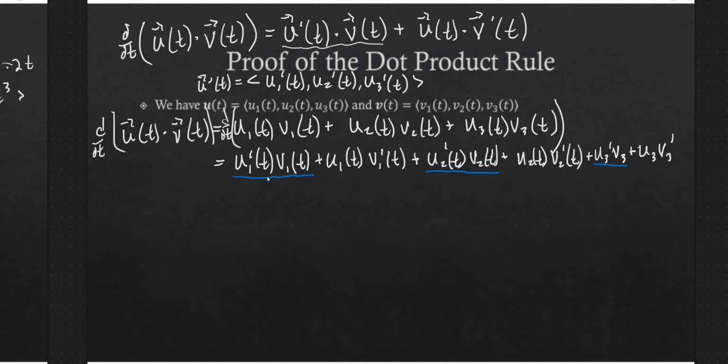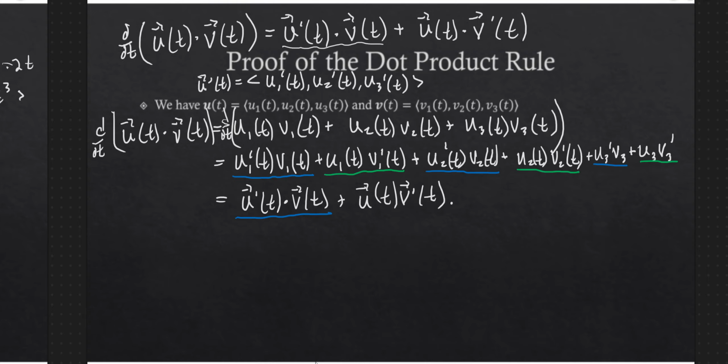v1, v2, v3. So what those three represent is the dot product of u prime of t dotted with v of t. That's those blue ones now combined back into a dot product. And then I have u1 with v1 prime, u2 with v2 prime, and u3 with v3 prime. And what is that other than u of t, right? Because we don't have primes on those, times, and that's scalar multiplication, times v prime of t. And those are those green guys.